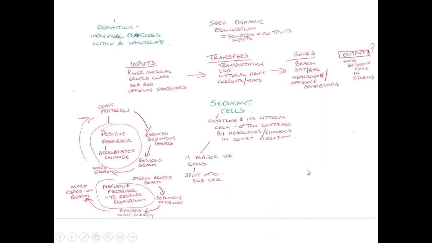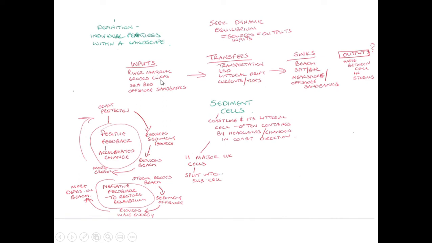Then we come on to sediment cells, and this is where the coast acts as a system. Systems are things which have inputs, there are movements, flows or transfers between them, there can be sinks or stores, and then there can be outputs as well. So we can see here we've got the main inputs. This is the sediment within the coastal system.